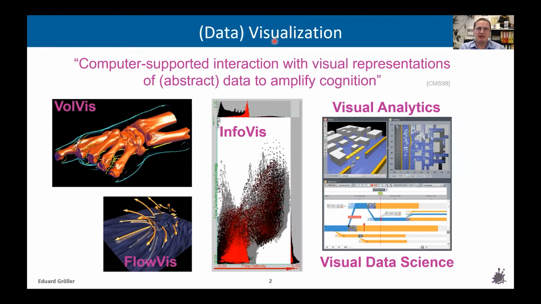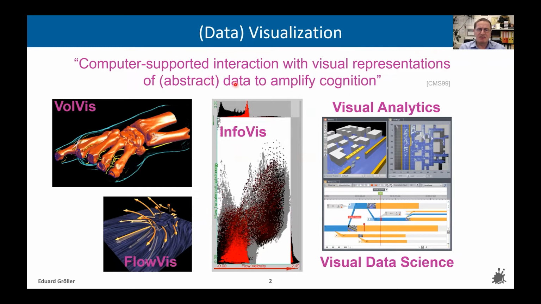So let me start with data visualization, which is the background of my research, and that's computer-supported interaction with visual representation of abstract data to amplify cognition. So this is a very well-known sort of definition. And the central key here is the data, and we are making images out of it and are interacting with this data. It is not for fun or for aesthetic reasons, but we would like to know more about the data. We would like to amplify our understanding, our cognition about that.